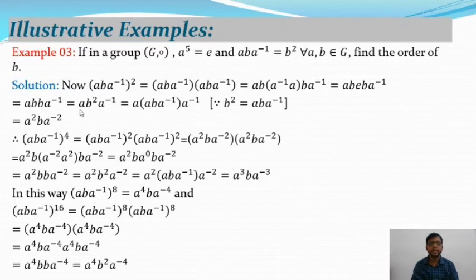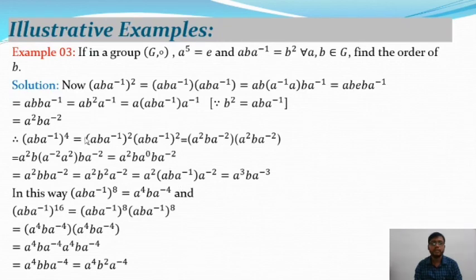So from this we get a b square is equal to a inverse, and you know that b square is equal to a inverse. This is also given. So from this we get a into a b inverse into a inverse, which equals a square b a inverse. Similarly we will find the value of (a to the power minus 1) whole to the power 4, which equals (a inverse) whole square into (a inverse) whole square.